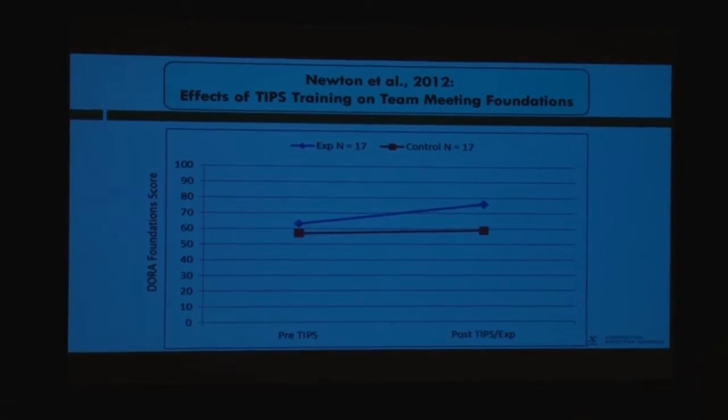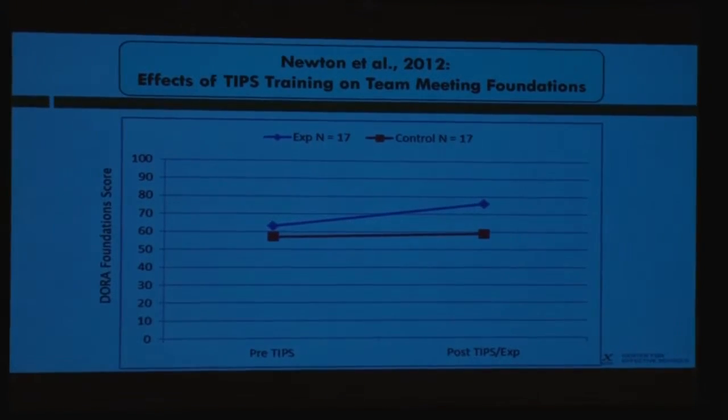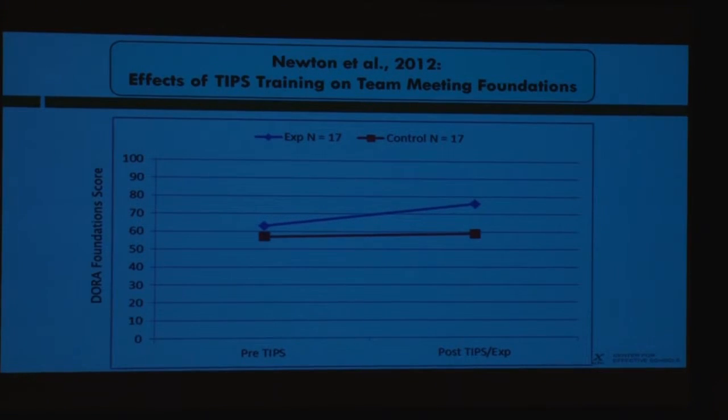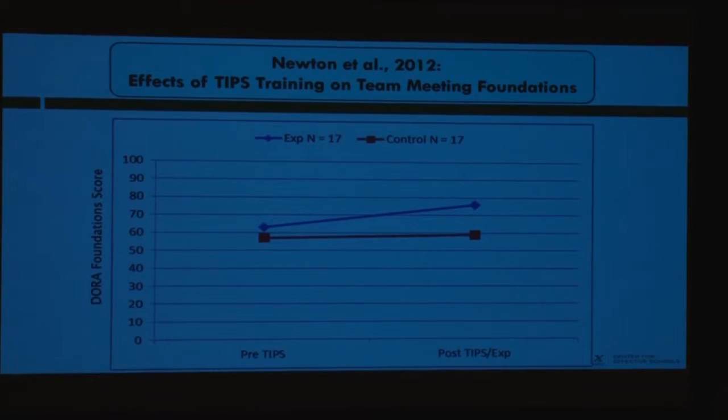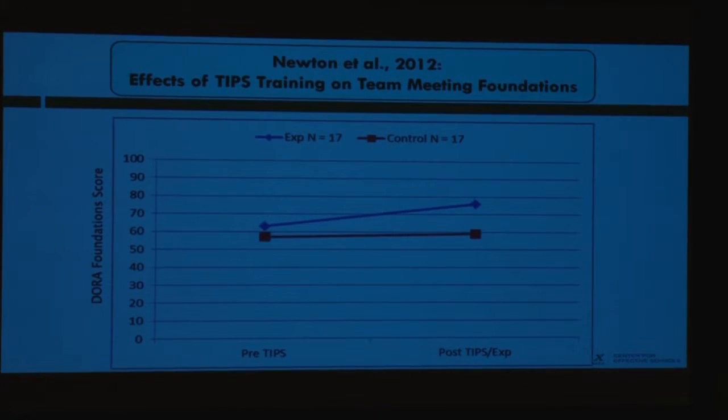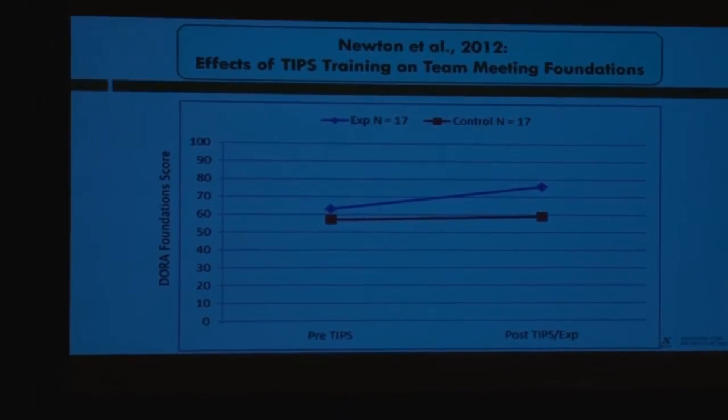So Newton and colleagues in 2012 looked at 17 teams that were trained in TIPS and 17 teams that were not trained in TIPS. And you can see here on the left the pre-TIPS implementation of meeting foundations. Do they come on time? Is everyone participating effectively? That was around 50 to 60% for both teams, and we can see that blue line, the teams that were trained in TIPS, after they were trained, they improved in their meeting foundations. So this process can improve your efficiency in having a meeting.